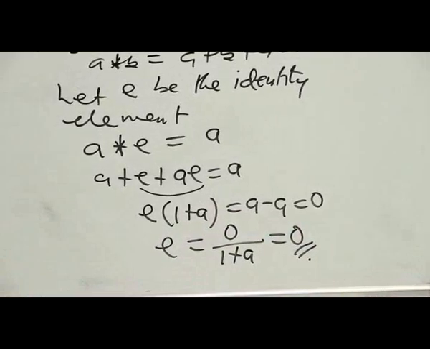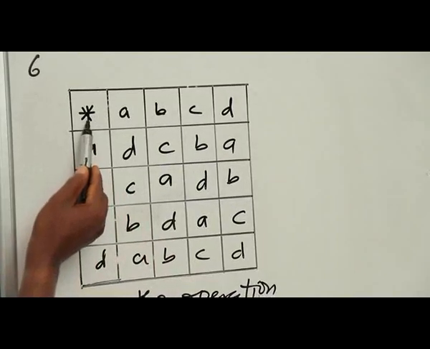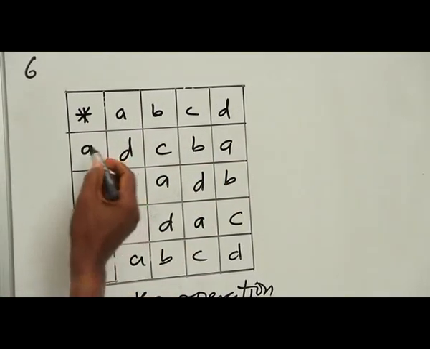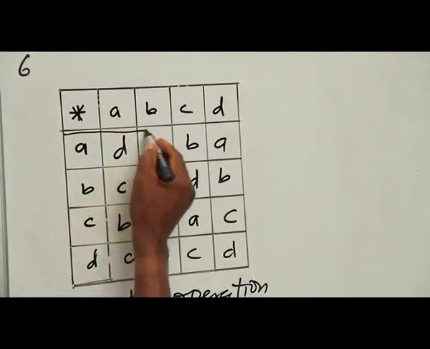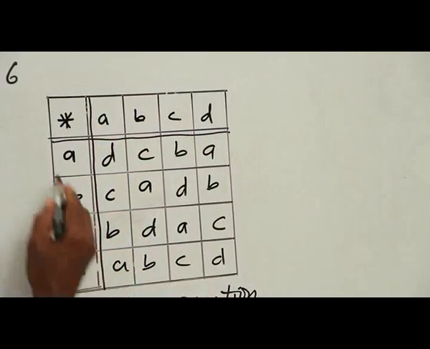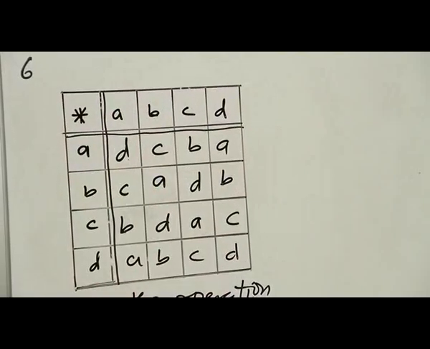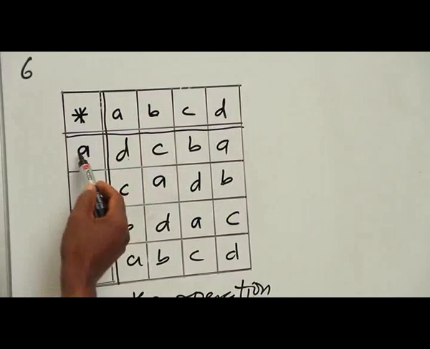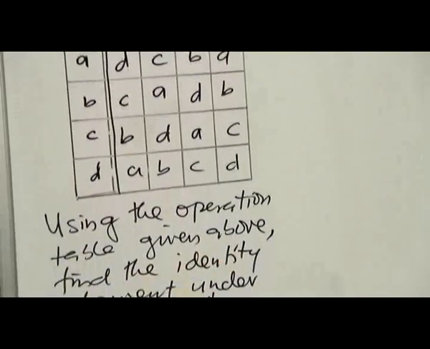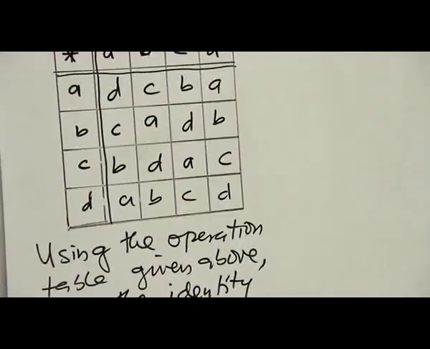For an example also, we have a table here for us. The operator is defined by the asterisk, and we have the letters A, B, C, D, and then this other one A, B, C, D. Actually, let me put another line here to differentiate it, and put another line here to also differentiate that. So we are operating this on this to give us the result inside. So A operated on A is D, A operated on B is C, and so on and so forth. Using the operation table given above, find the identity element under the operation star.